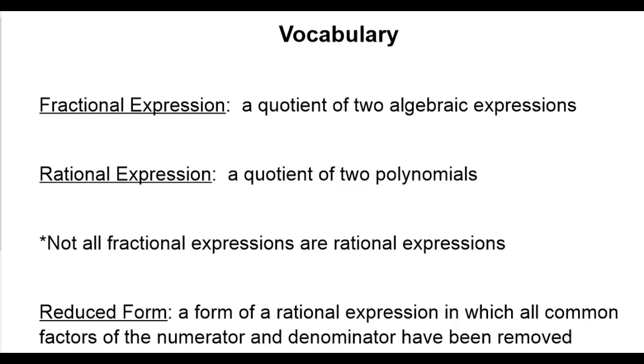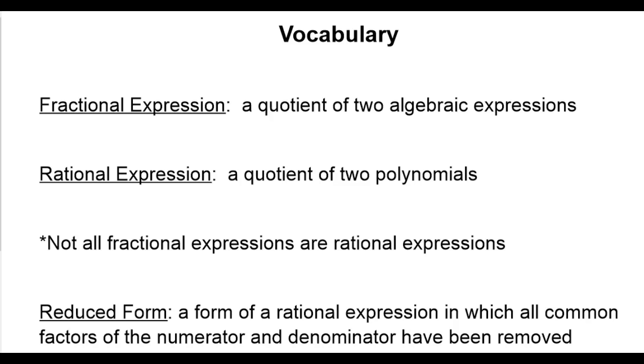First term is a fractional expression, a quotient of two algebraic expressions. So basically we have a function divided by some other function. That's a fractional expression. A rational expression, very similar, except it is a polynomial divided by another polynomial. So key to remember between those two terms, not all fractional expressions are rational expressions. Last term here is reduced form, a form of a rational expression in which all common factors of the numerator and denominator have been removed.